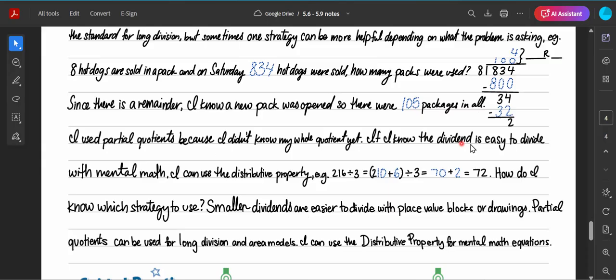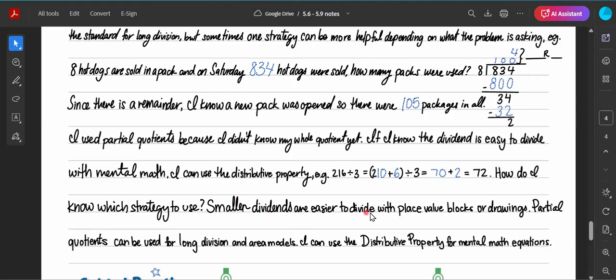If I know the dividend is easy to divide with mental math, I can use the distributive property. For example, here, 216 divided by 3 is the same thing as saying 210 plus 6 divided by 3 equals 70 plus 2, because 210 divided by 3 equals 70, 6 divided by 3 equals 2, and so our total quotient is 72. How do I know which strategy to use?